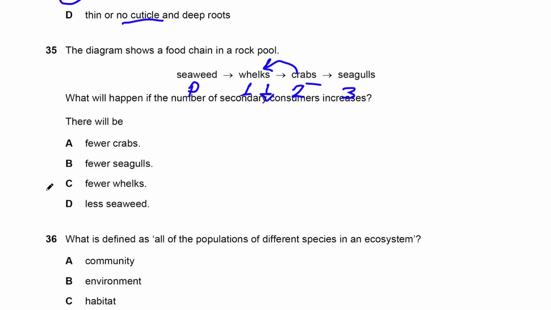Okay, that's wrong. C, fewer whelks, that makes sense. So this is the right answer. Less seaweed, not related, because when we have fewer whelks, the seaweed will increase. So the right answer, sure, it is C.